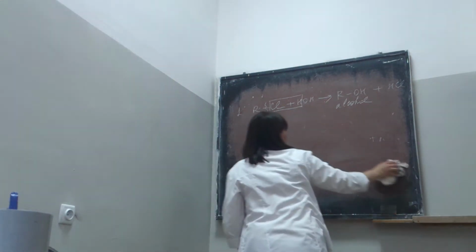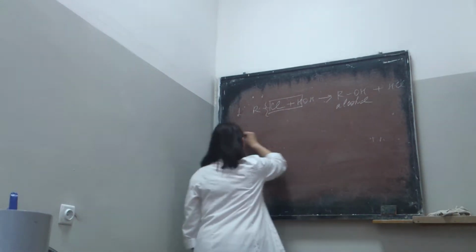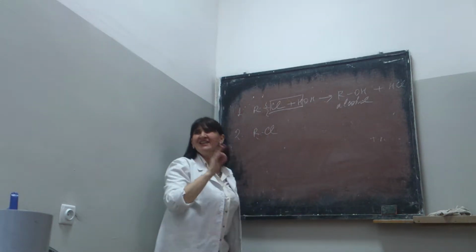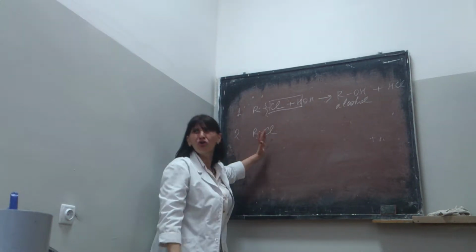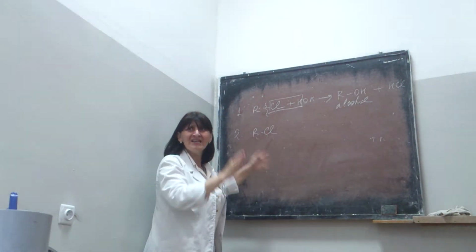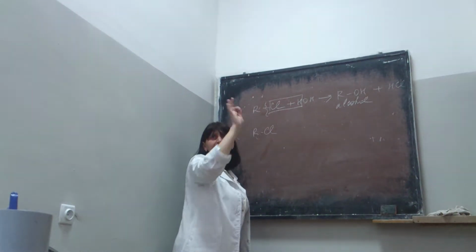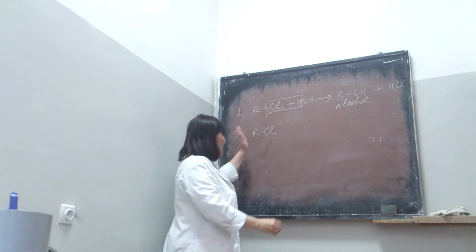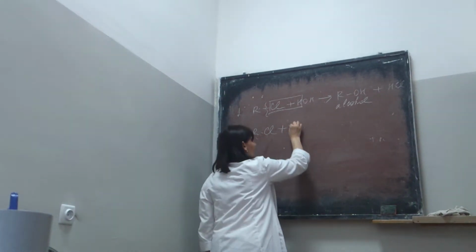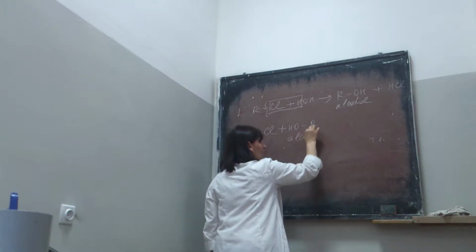Once again, alkyl halide plus water, you get alcohol. Second reaction, alkyl halide. Here you have Cl or Br or iodine. In any case, this halide is a leaving group and you have to substitute it with some nucleophile. Now, alkyl halide plus alcohol, HOR.